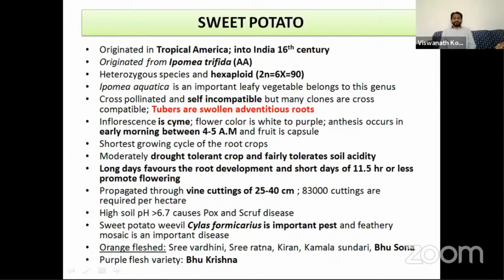There are different flesh varieties in sweet potato. The orange flesh varieties are Srivardhini, Ratna, Kiran, Kamala Sundari, and Kusona. And the purple flesh variety is Krishna. Krishna means the Hindu god Krishna. It is said that the Hindu god Krishna is generally blue-purple in color, so you can remember like that. The blue Krishna is the purple variety of sweet potato.